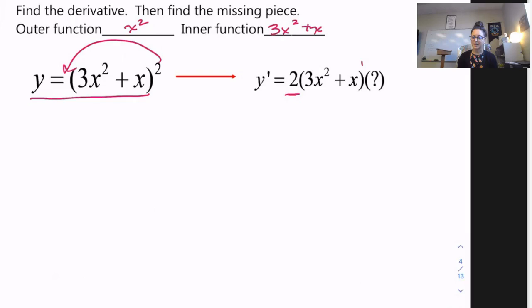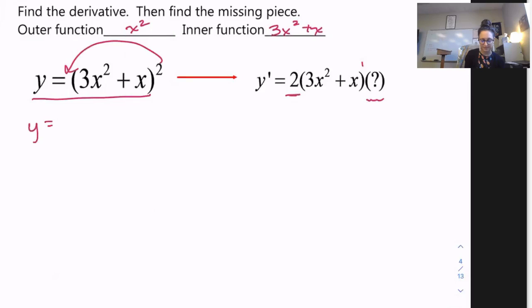Okay, so that is going to be the derivative of the outside, but then I've got a question mark here, okay? So we need something to account for the derivative of the inside piece as well. So let's see if we can use a rule we do know to figure out what the derivative is and try to spot a pattern, okay? So how can I rewrite this? Well, I can rewrite this as a product, right? This is 3x squared plus x times 3x squared plus x, okay?